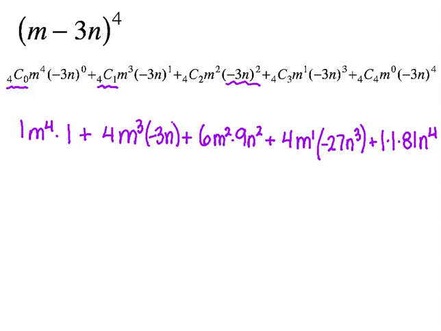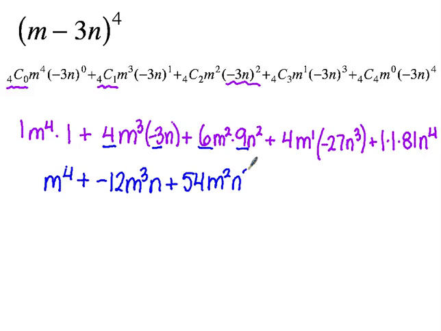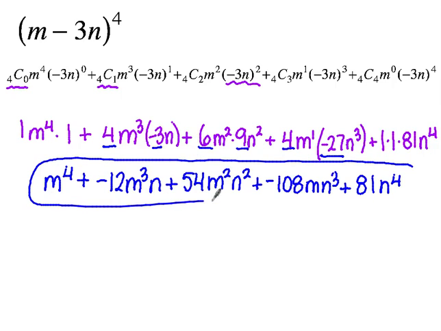So now let's simplify. What's my first term going to be? m to the 4th. Okay? Negative 12, and... This statement, 6 and 9, 54. This one, 4 times negative 27. Yep. And then last but not least, what do I get? 81 n to the 4th. There you go. Good job.